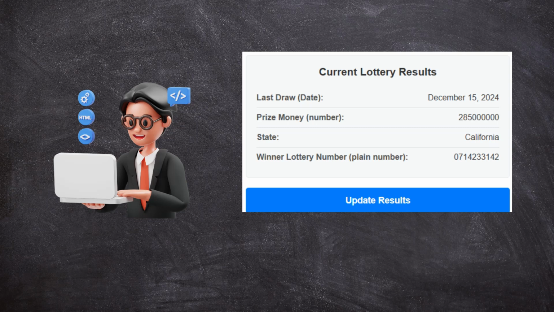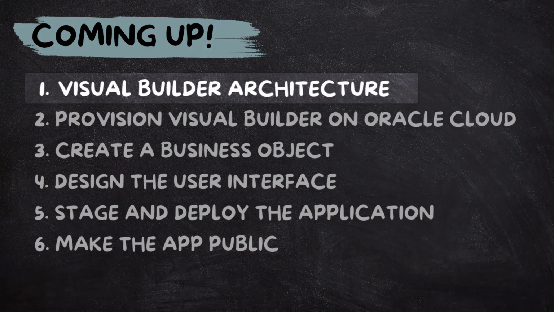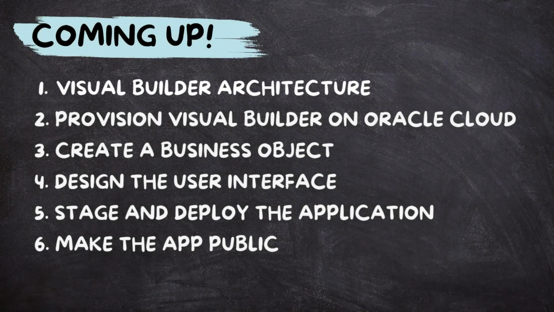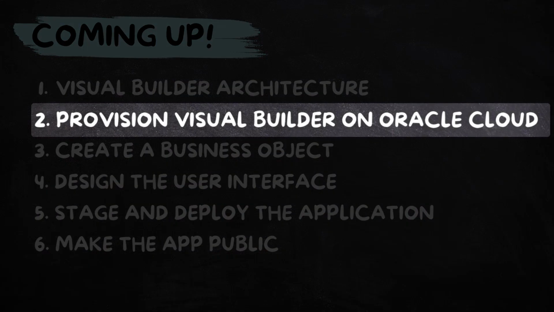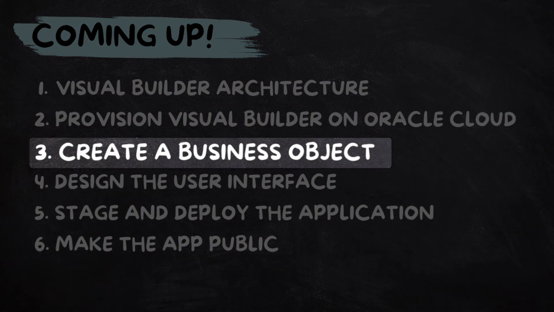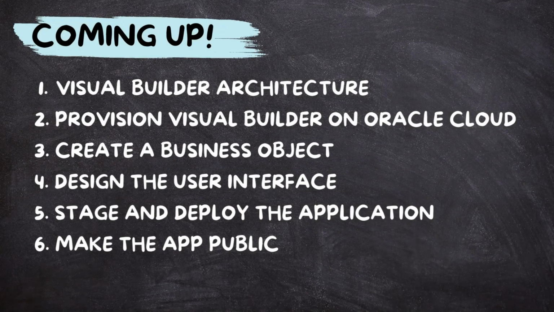Whether you are a developer, a student, or a business user, get ready to see your ideas come to life. Before we dive into building our web application, here is a quick roadmap of what we will cover. First, we will understand the architecture of Visual Builder, a simple overview of how it all fits together. Next, I will show you how to get free access to Oracle Cloud and how to provision a Visual Builder instance. After that, I will show you how to create a business object, which is used to define the data structure of our website, and how to populate the values shown on the website.